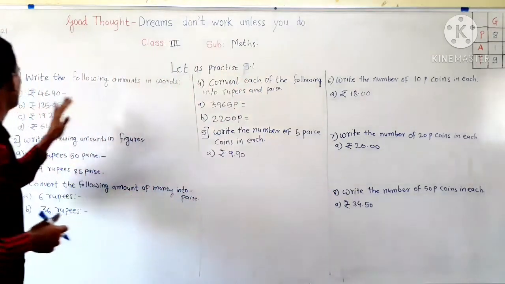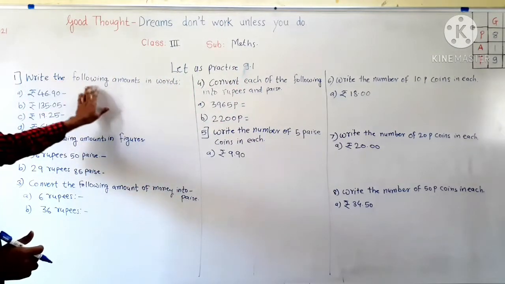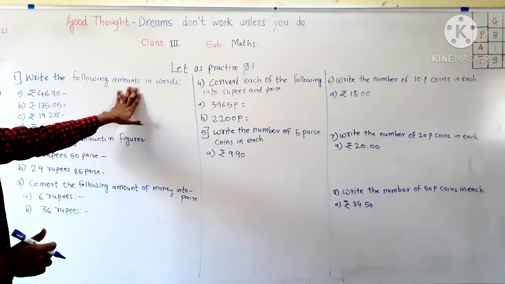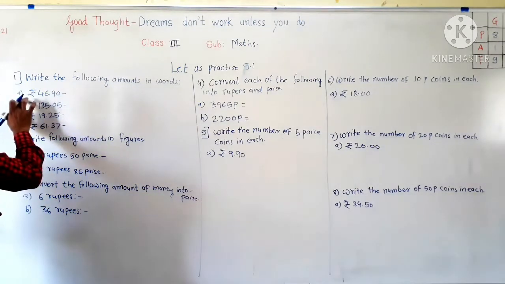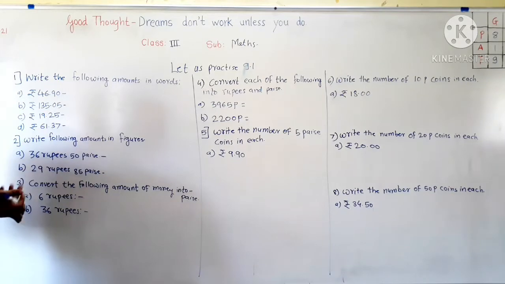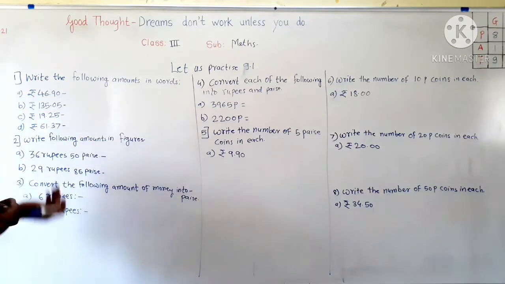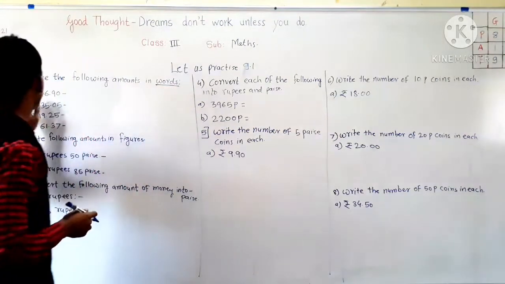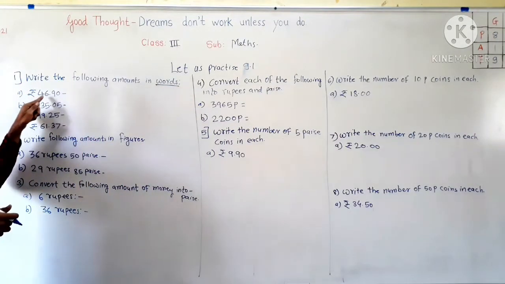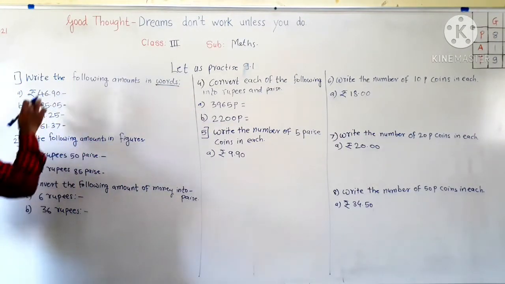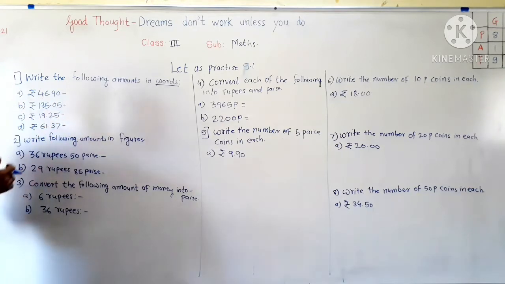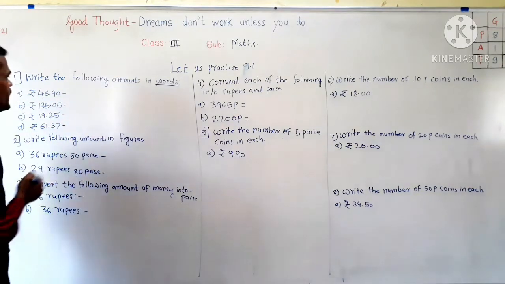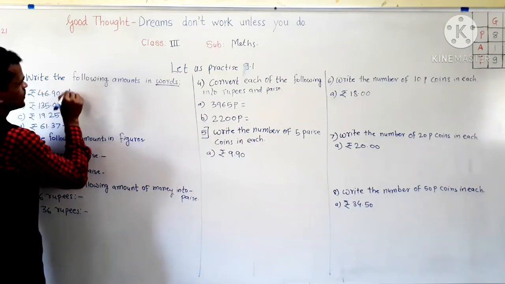Okay, so see, first question, write the following amount in words. Here amounts are given in figures and we have to write that amount into words. So write rupees 46.90, which means 46 rupees and 90 paise. So write that in words.